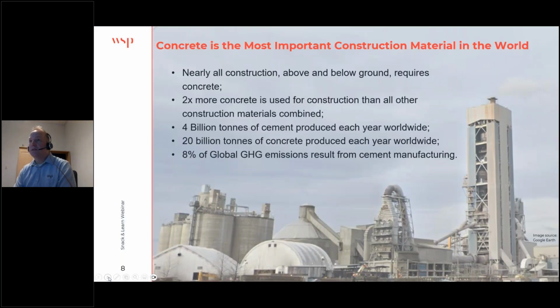Cement, concrete, greenhouse gas emissions. This is extremely important for concrete because nearly all construction in the world requires concrete. For context, there is more than double the amount of concrete used for construction than all other building materials combined. Annually, there are about 4 billion tons of cement produced each year, and about 20 billion tons of concrete produced each year. And approximately 8% of the world's greenhouse gas emissions are the result of the manufacturing of the cement.